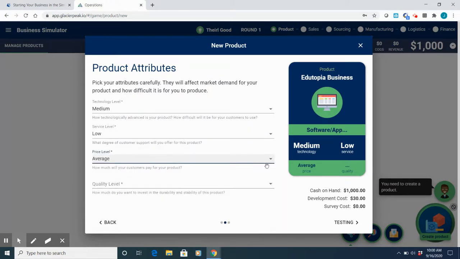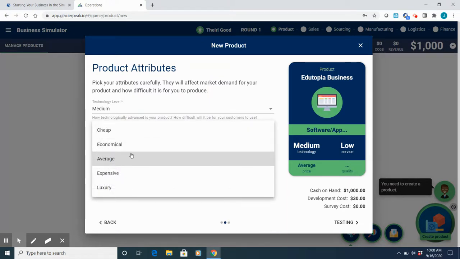Average. Again, if you want to think of it this way, cheap would be there's no support or you'll never get through. Economical would be like your chatbots, your different things like that. Average, there might be people in chatbots. And then expensive would mean that you can reach somebody via phone, email, video, lots of different things. And then luxury basically means that you have a personal contact that will walk you through this. So not too important how you select this, but just a thought as you go through.